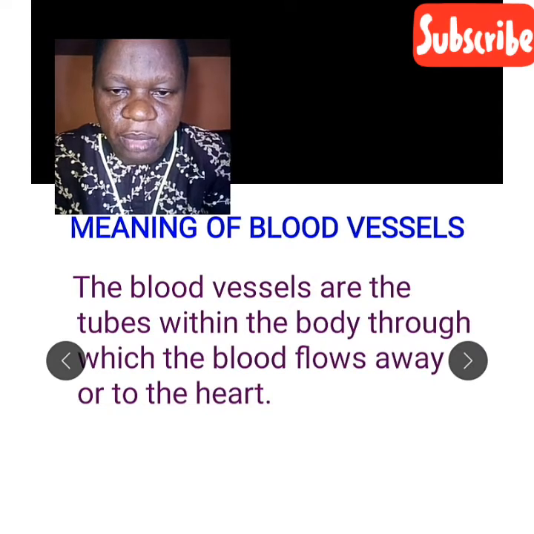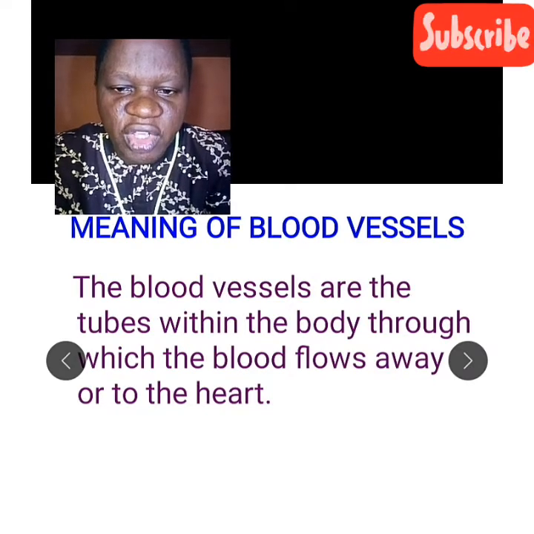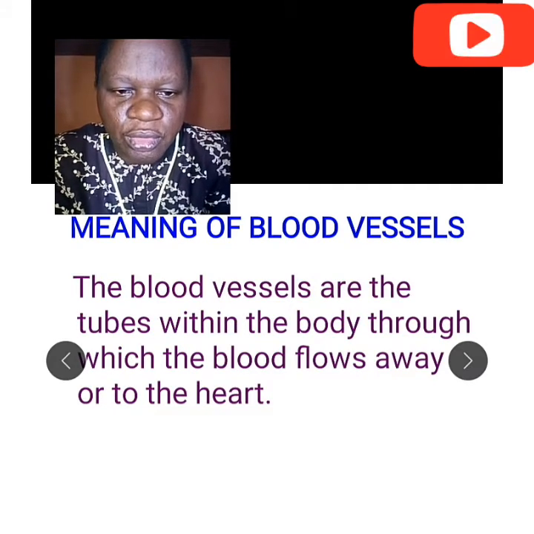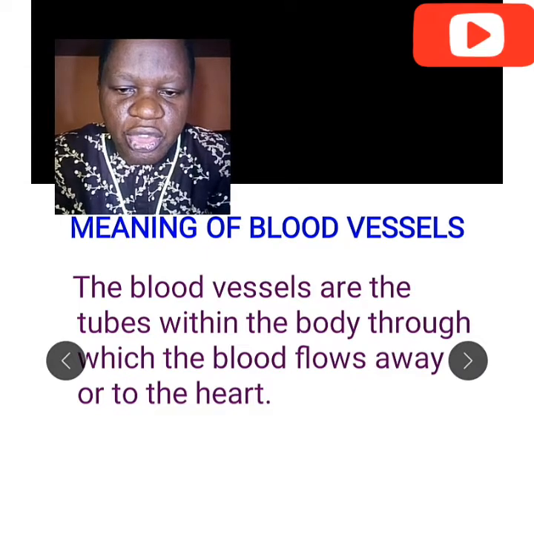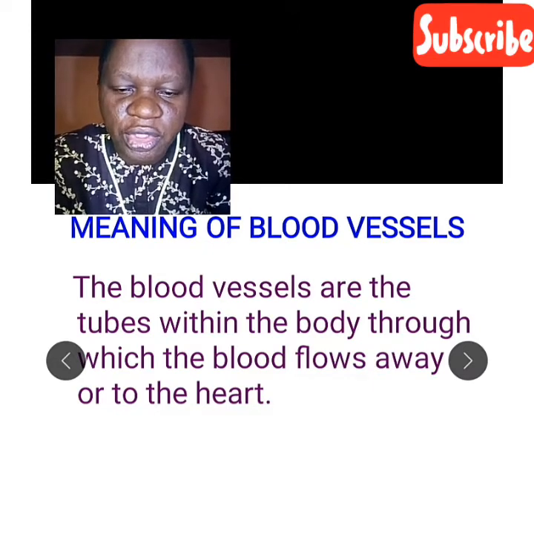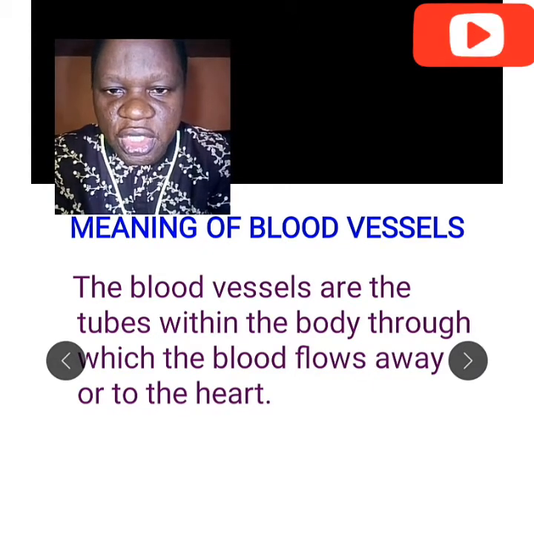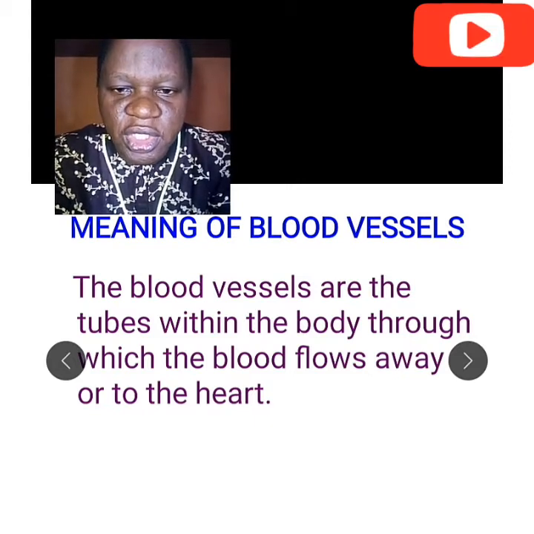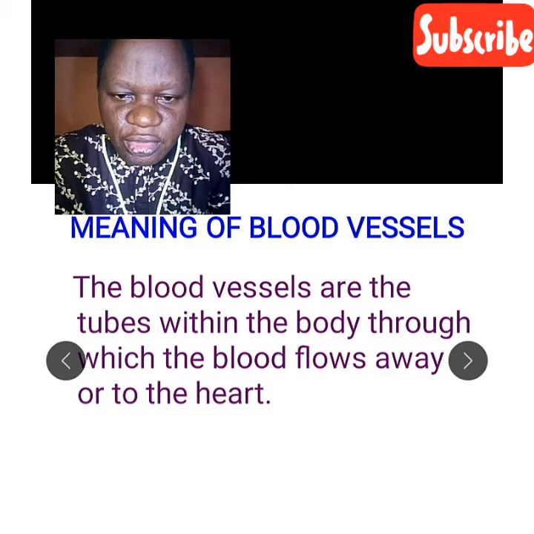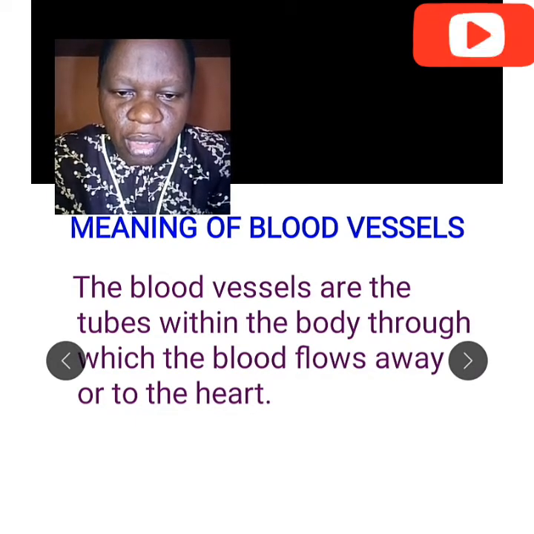What do you understand by blood vessel? Blood vessel basically refers to the tubes within the body through which blood flows to or from the heart, for the blood to take oxygen and other nutrients to all the cells of the body. It has to pass through a vessel, and that's what we are referring to today as the blood vessel.